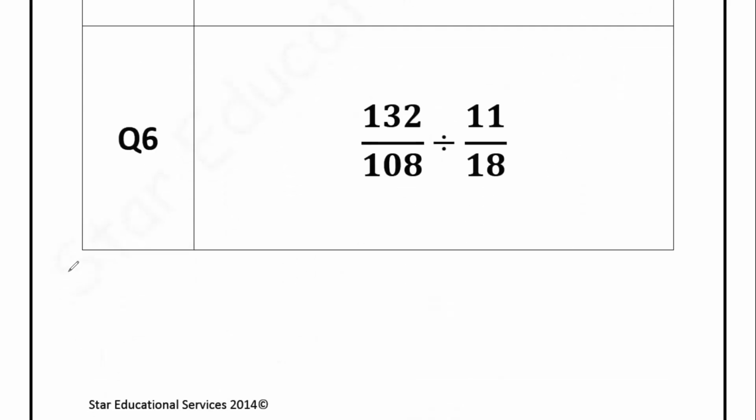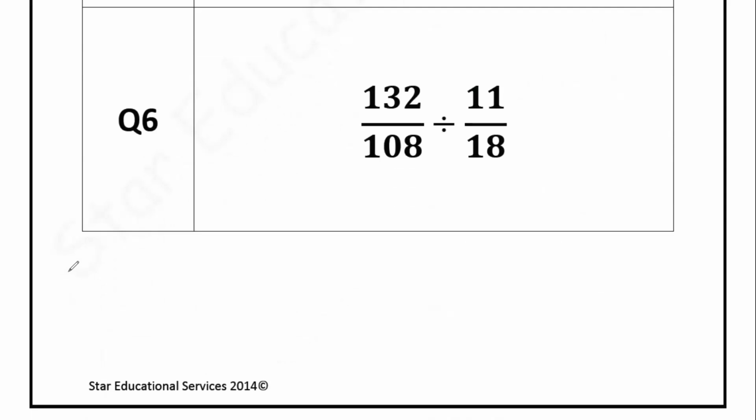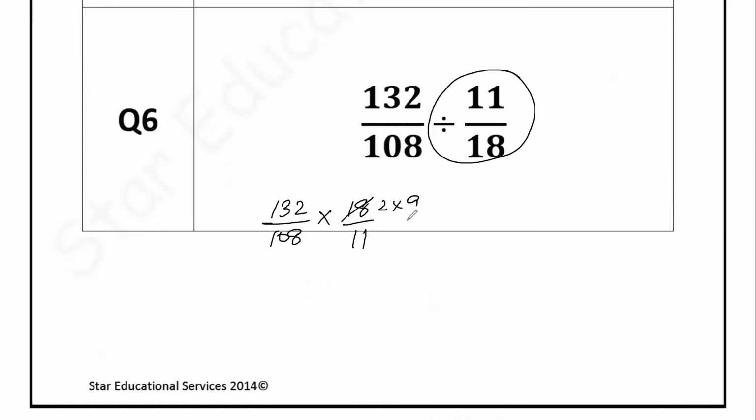Question 6. So we got some big numbers out here. So 132, yeah, over 108. First simplify the flipping part here. So that's 18 over 11, correct? Now start breaking it down. So we know this is 2 times 9. We know this is 2 times 66, but we're going to work it out like this.